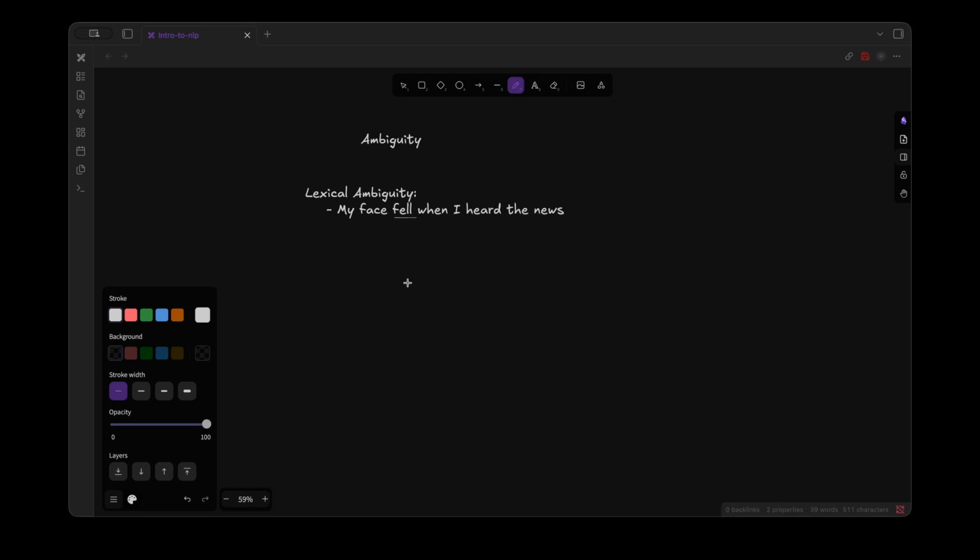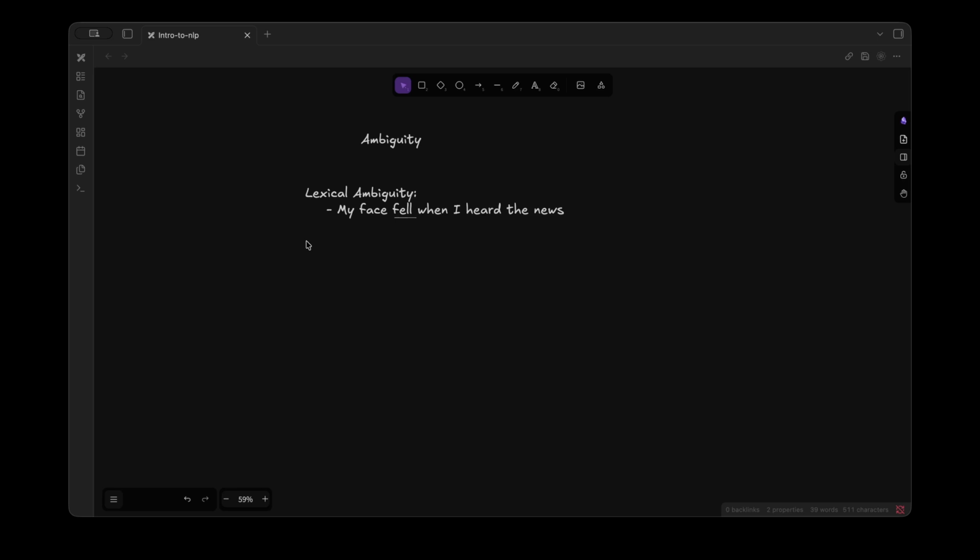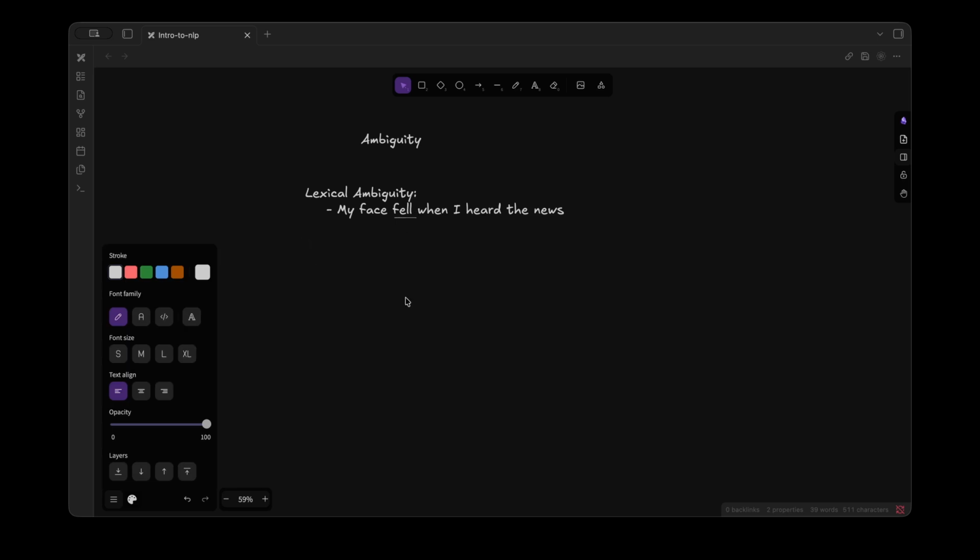That my face directly fell, okay, that is not the thing we meant. So this is an example of lexical ambiguity. If you are taking something literally, then it is lexical ambiguity. What do I mean by literally? Whatever you say, this particular thing is a prime example of it: my face fell. Does my face really fall? No.